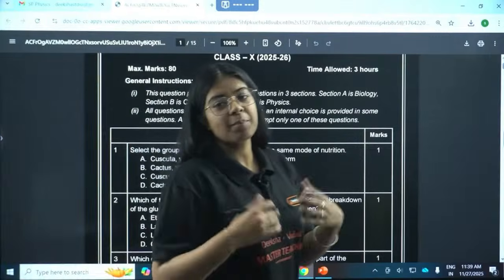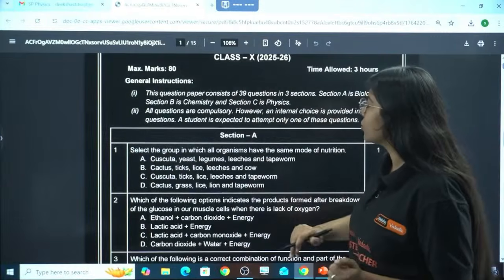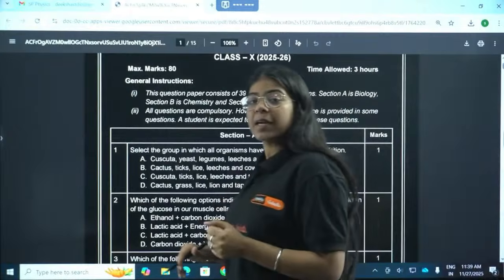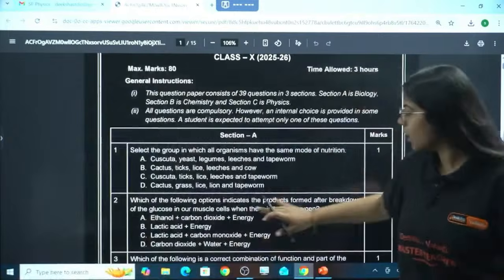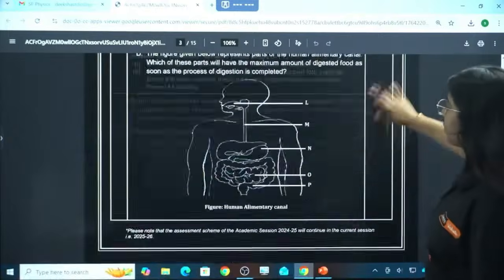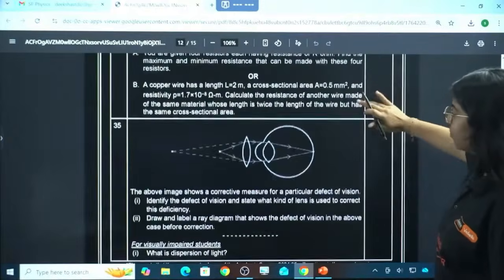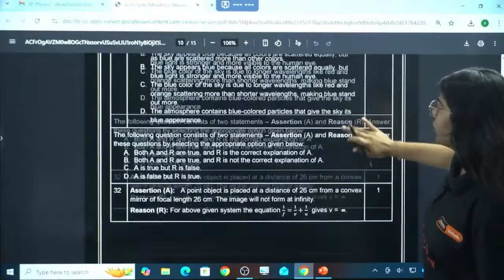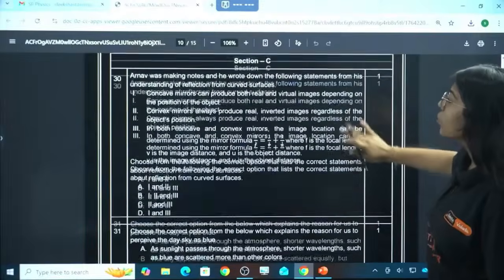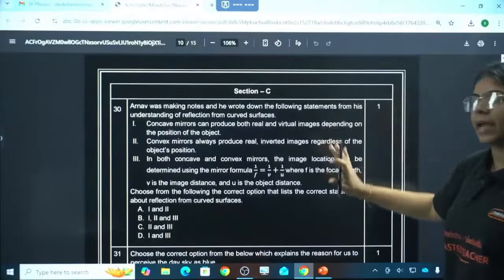Section A will be biology, as you can see from the questions. Section B will be chemistry, and then section C will be physics. So let's go to section C and see what kind of paper they have given this time. See, this is chemistry, physics. If you see, the first questions are MCQs.